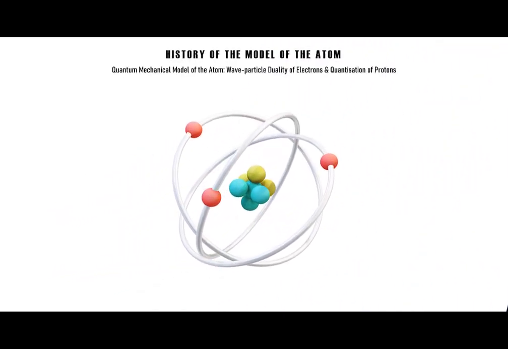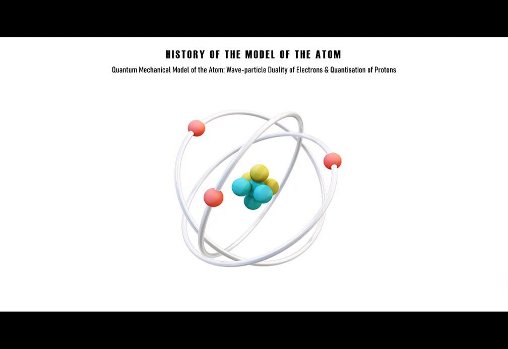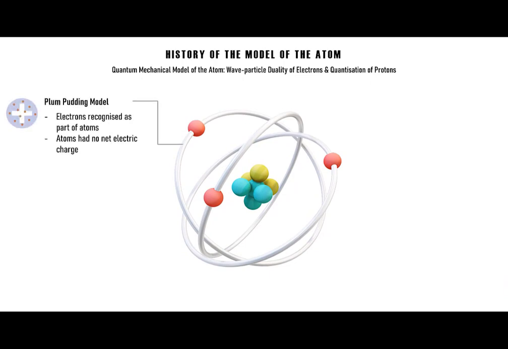Let us first begin with the history of the model for an atom. The first model proposed by Dalton was the plum pudding model. In this model, atoms are spherical clouds of positive charge with electrons scattered throughout it.